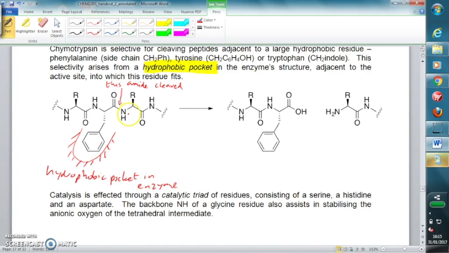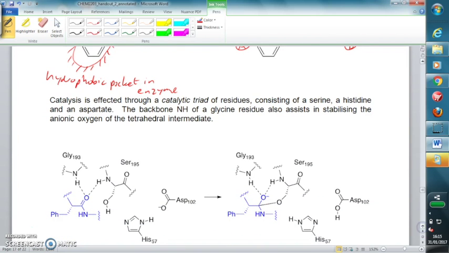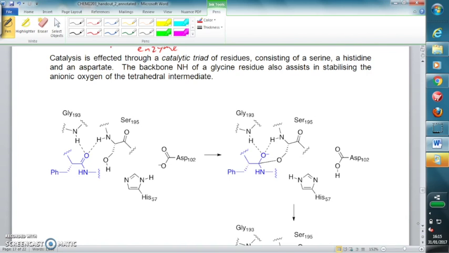Okay, and then we hydrolyze this with a molecule of water to 2 products, a carboxylic acid product, which I'll label A for later reference, and an amine, which I'll label B. Okay, so the catalytic mechanism is quite involved. The active site consists of primarily 3 catalytic residues, an aspartate, a histidine, and a serine. There's also a glycine residue, which hydrogen bonds to the carbonyl to stabilize the anionic oxygen in that way.